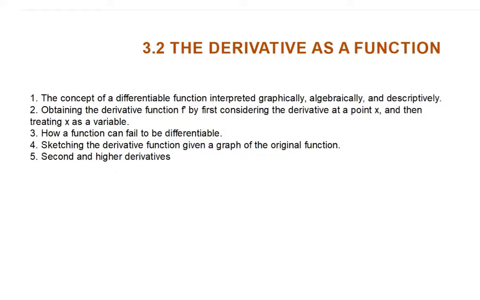We're going to obtain the derivative of a function by considering the derivative at a point and then treating it as a variable. How functions can fail to be differentiable. Sketching the derivative function given the graph of the original, and second and higher order derivatives.